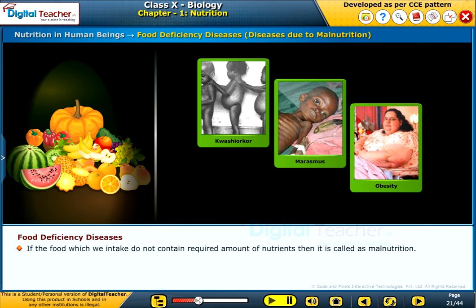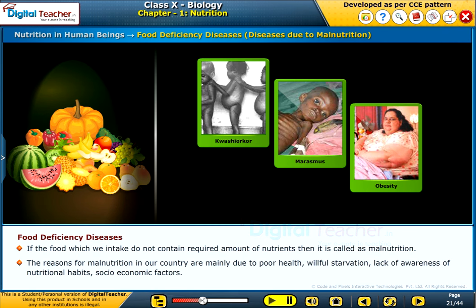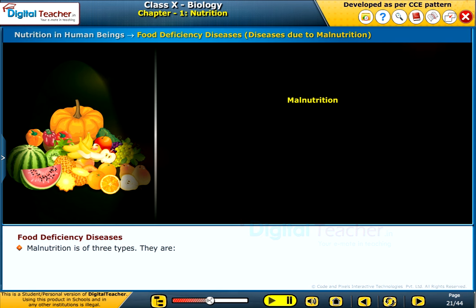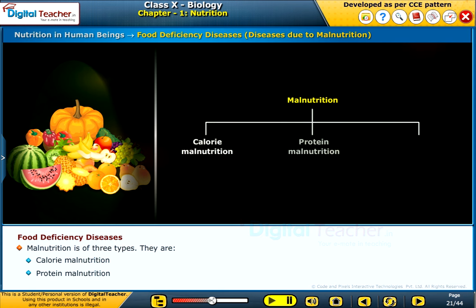If the food which we intake does not contain the required amount of nutrients, then it is called malnutrition. The reasons for malnutrition in our country are mainly poor health, willful starvation, lack of awareness of nutritional habits, and socio-economic factors. Malnutrition is of three types. They are calorie malnutrition, protein malnutrition, and protein calories malnutrition.